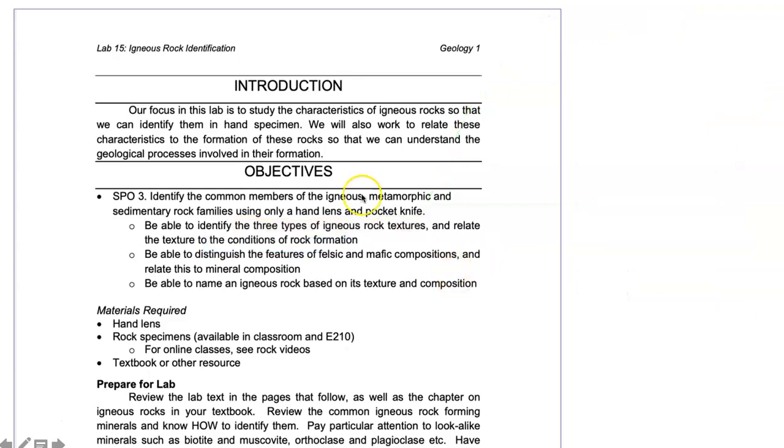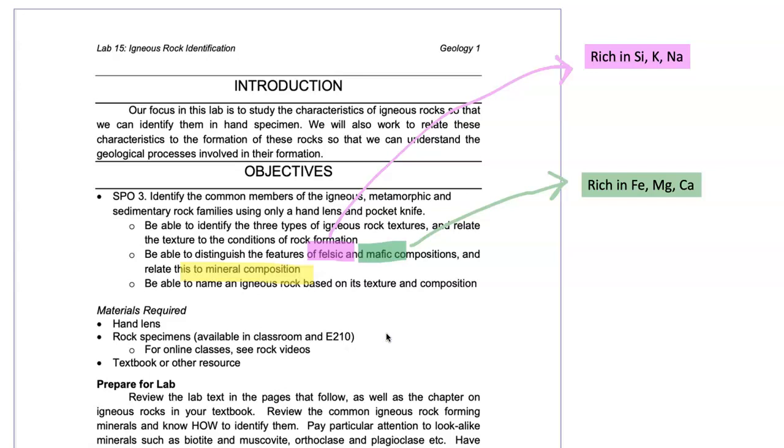So that was all the first bullet. The second bullet has to do with composition, and we want to be able to distinguish felsic and mafic compositions and relate this to mineral composition. If you recall, felsic rocks are rich in silica, potassium, and sodium, and mafic ones are rich in iron, magnesium, and calcium. Minerals without iron and magnesium tend to be felsic, and those with iron and magnesium tend to be mafic. Everything has silica, so we can't really look at silica. In the next video, we'll continue with this idea of composition.